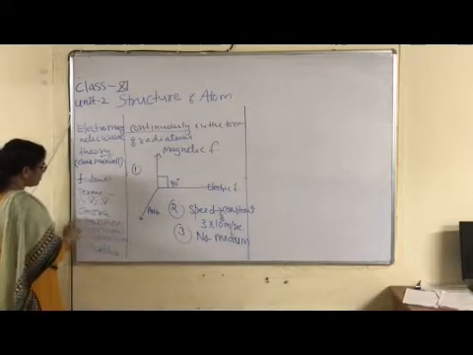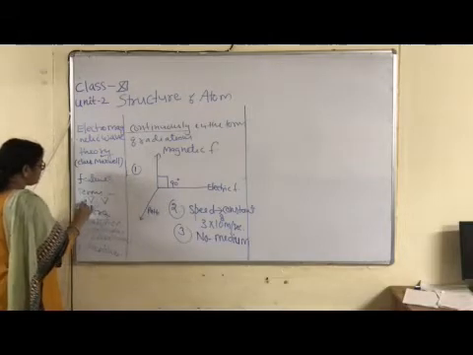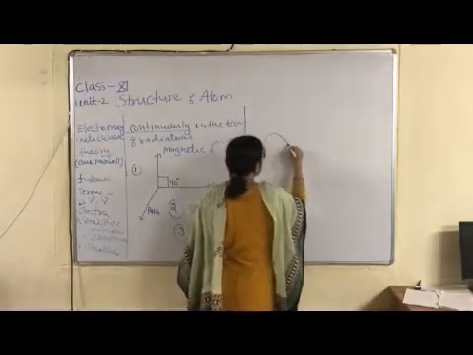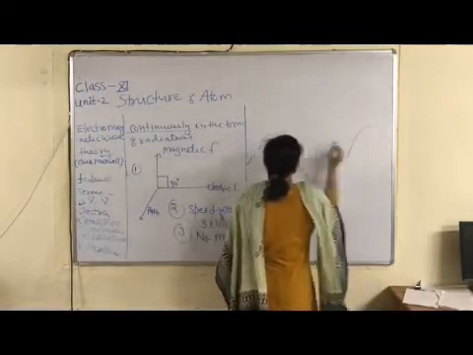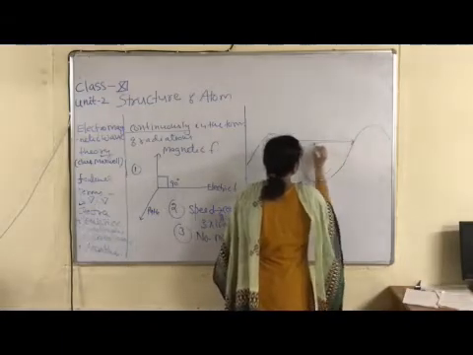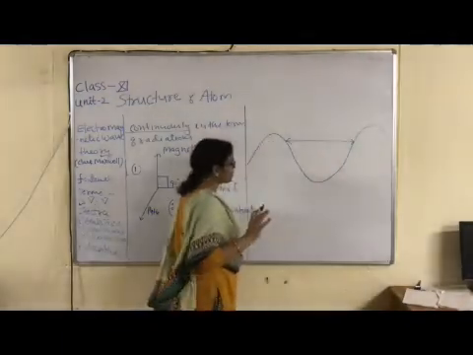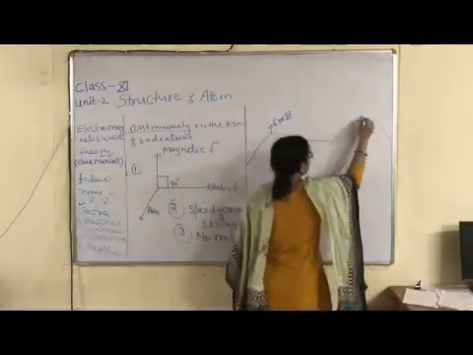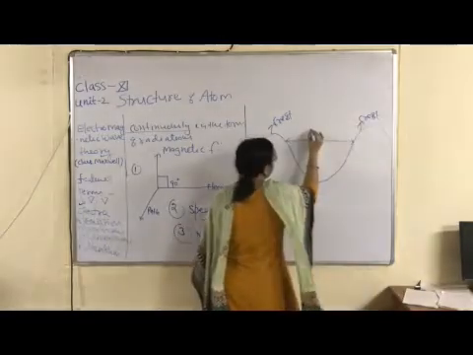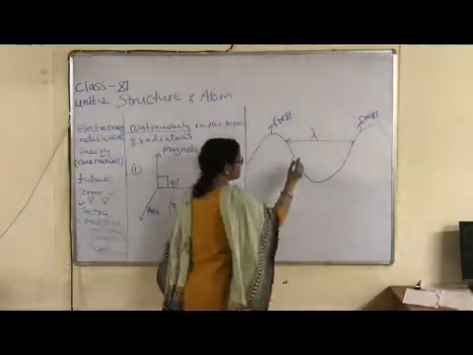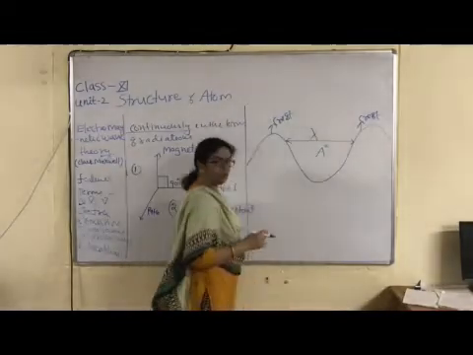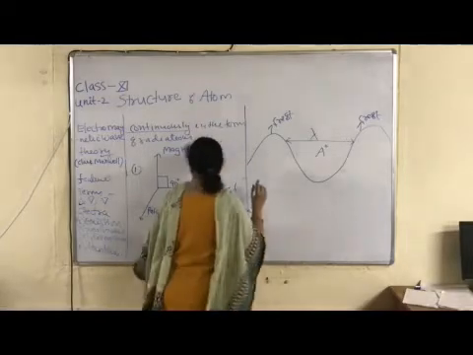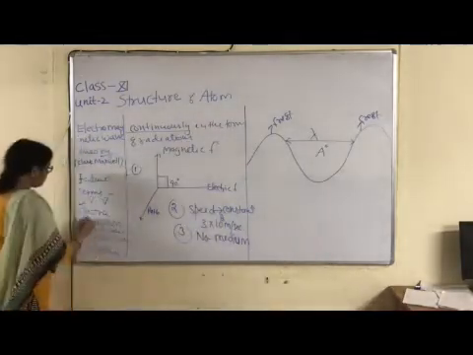Different terms which are related with waves. First is lambda. What do you mean by wavelength? Distance between two consecutive crests or troughs is known as lambda. This is the minimum distance. Unit is angstrom, or nanometer or micrometer, but not meter. The first property of wave is wavelength.